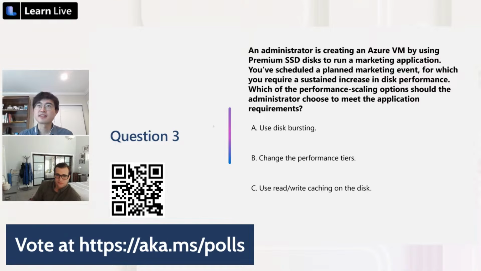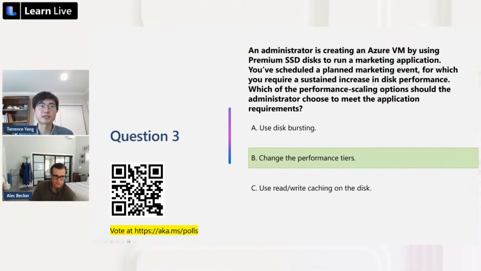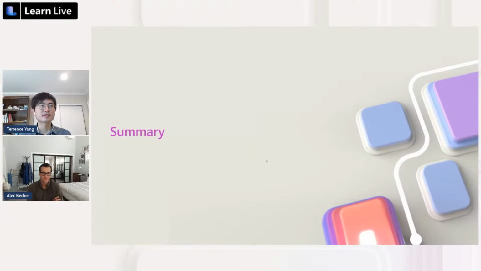Wow, great. I think we have the votes coming in, and they all voted on the correct answer, which is B, change the performance tiers. Changing the performance tier will provide a sustained and stable increase in the disk performance compared to bursting. And yeah, so everyone got the right answer for this one. Congrats. Nice. Good job, guys.